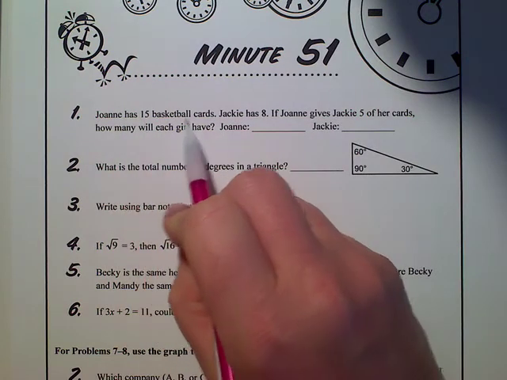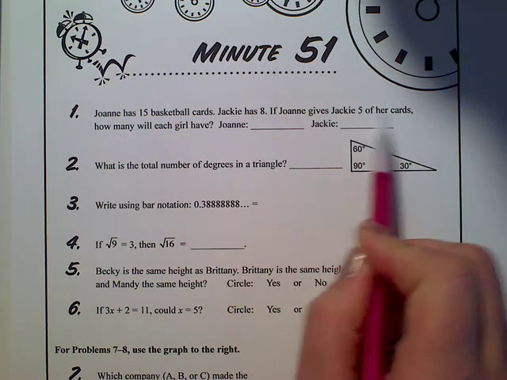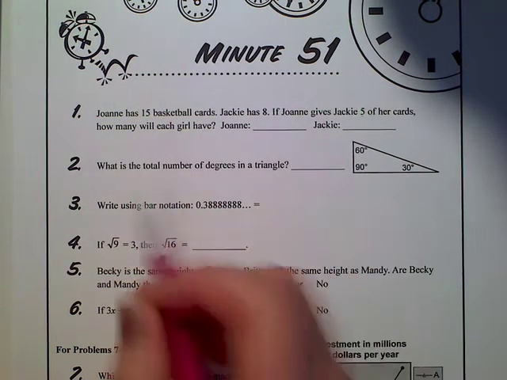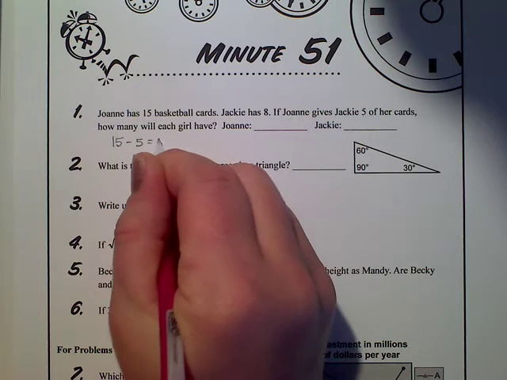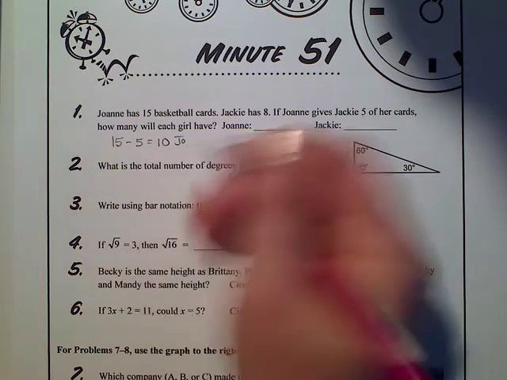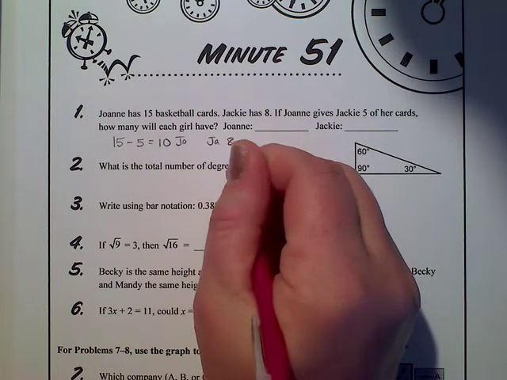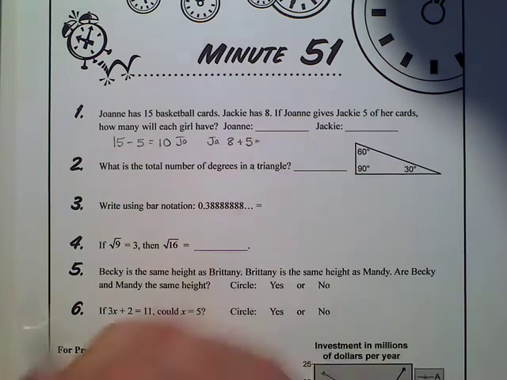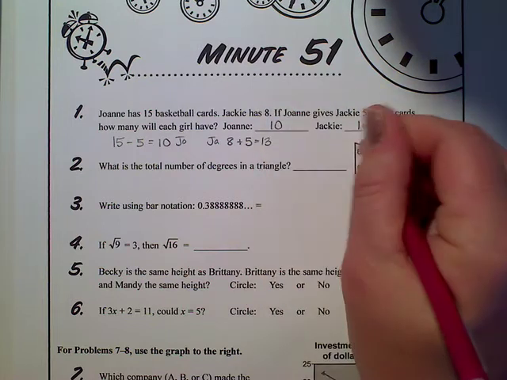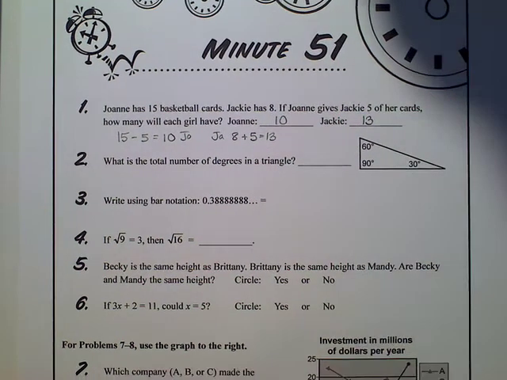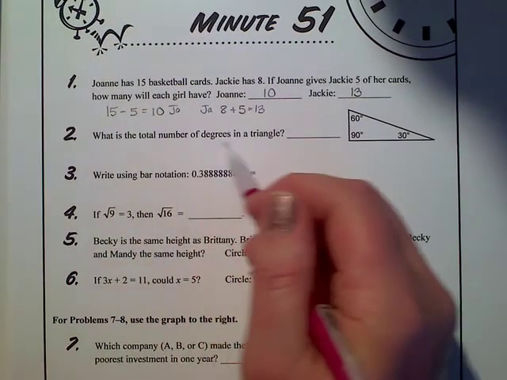Joanne has 15 basketball cards. Jackie has 8. If Joanne gives Jackie 5 of her cards, how many will each girl have? So Joanne, who has 15, is going to give 5 cards away, which will give her 10. And Jackie has 8, and now she's getting 5 more, which will give her 13. So Joanne now has 10, and Jackie has 13, and hopefully that part makes sense.